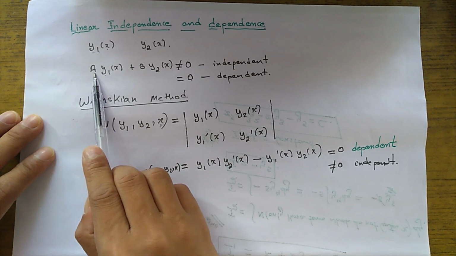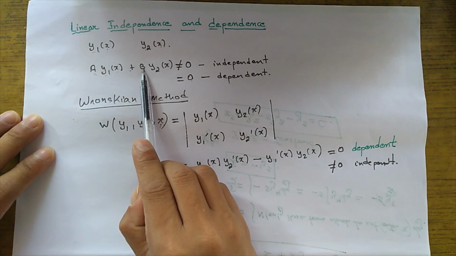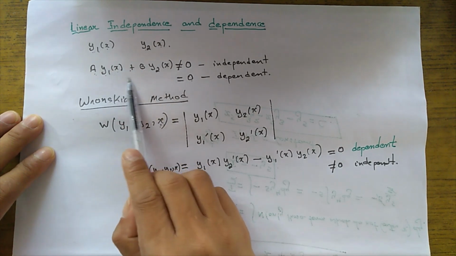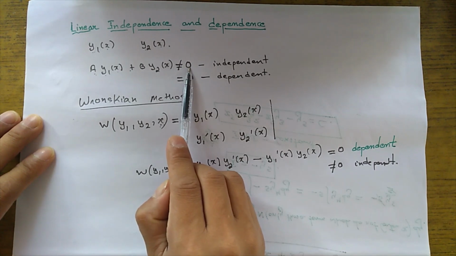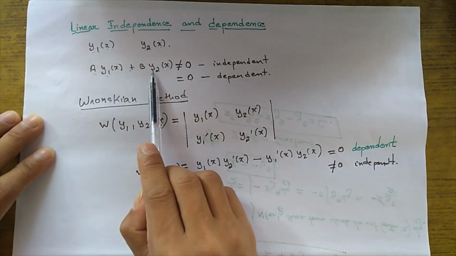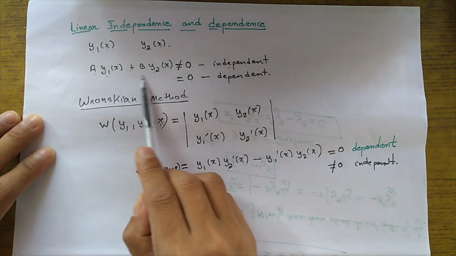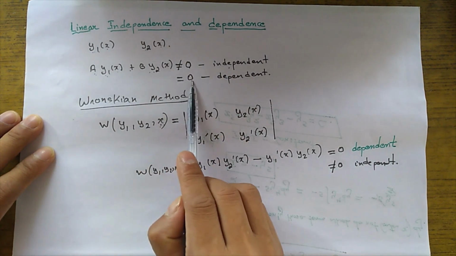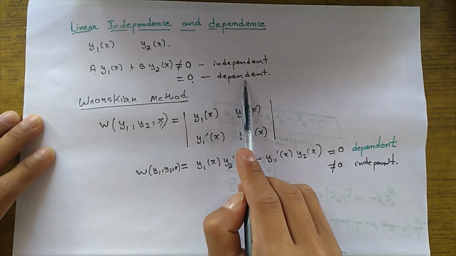We have a constant a and the first solution y1 of x, plus another constant and the second solution. If this combined equation is not equal to 0, then the two solutions y1 and y2 are independent of one another. But if this combined equation is equal to 0, then these two solutions are dependent.